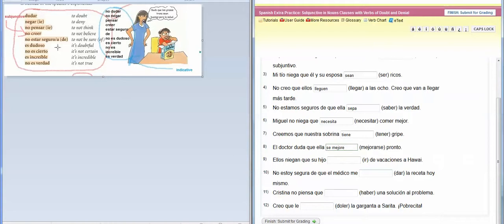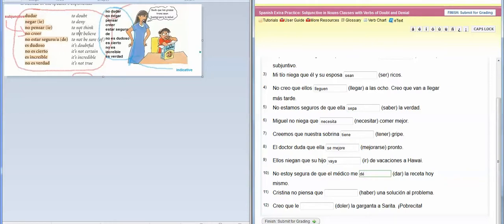Ellos niegan que, negar falls under subjunctive, que su hijo vaya de vacaciones. No estoy segura de que. So no estar seguro falls under the indicative. So we would say, no estoy segura de que el médico me, and it's to give, and who's doing the giving is the doctor. He's giving the prescription to me. So it would be de.